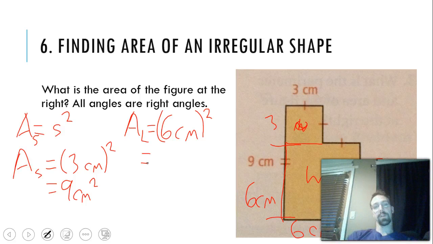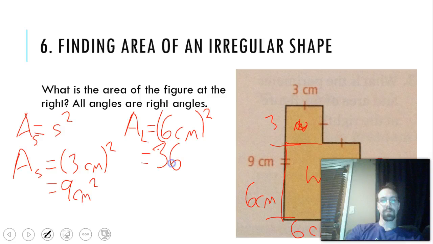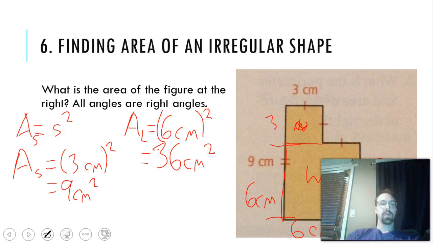Plus 6 plus 6 plus 6 plus 6 plus 6 plus 6 gives us what? 36. That's why it's good to have them memorized. That way you don't rely on your phone. 36 centimeters squared.